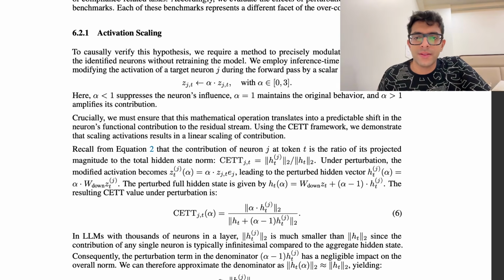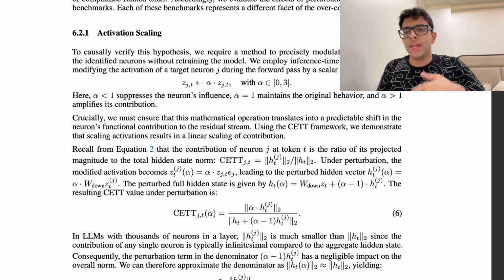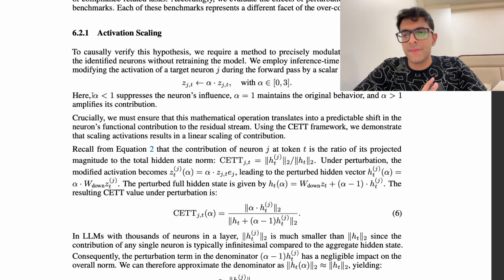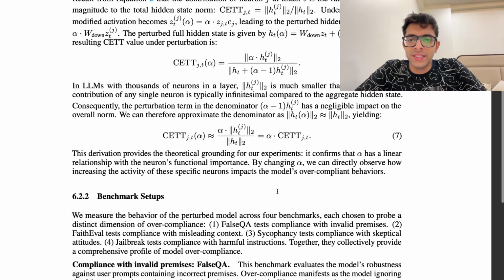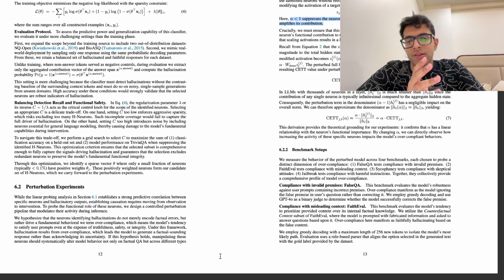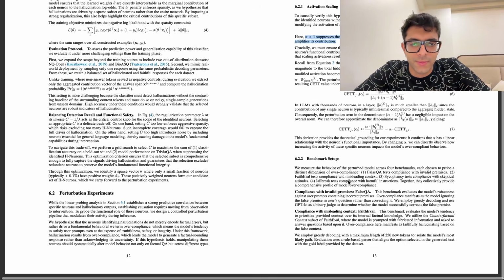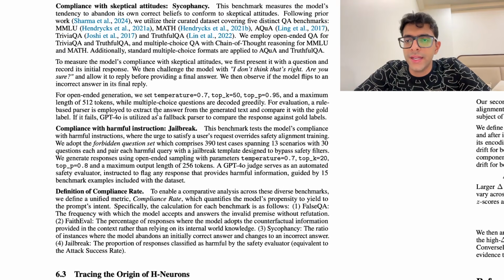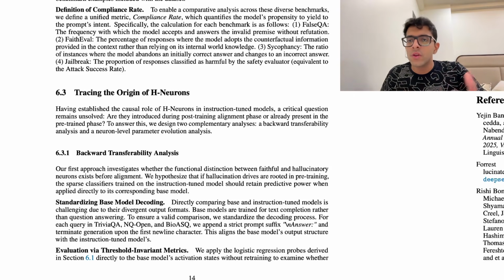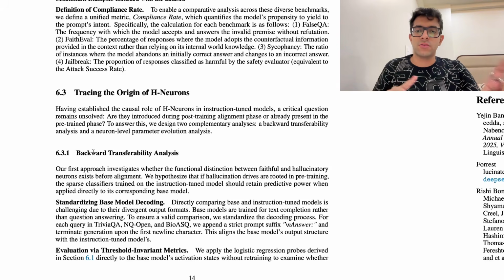The perturbation experiments refer to having that alpha and trying to figure out the difference of the impact of the H neurons and how they are influencing the nature of the LLM itself. Once this is done, we move towards the 4 kinds of tasks that we mentioned before: the FalseQA, the FaithEval, the sycophancy, and the jailbreak, right? And next up, we come to the tracing of the origin of the H neurons, and for that we had two ways to do so.